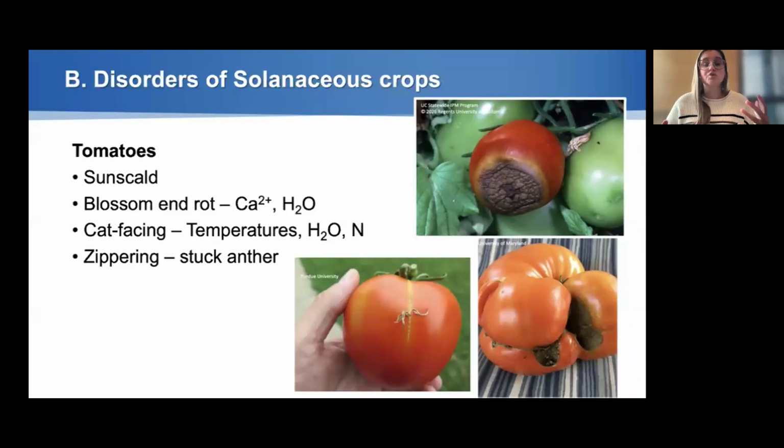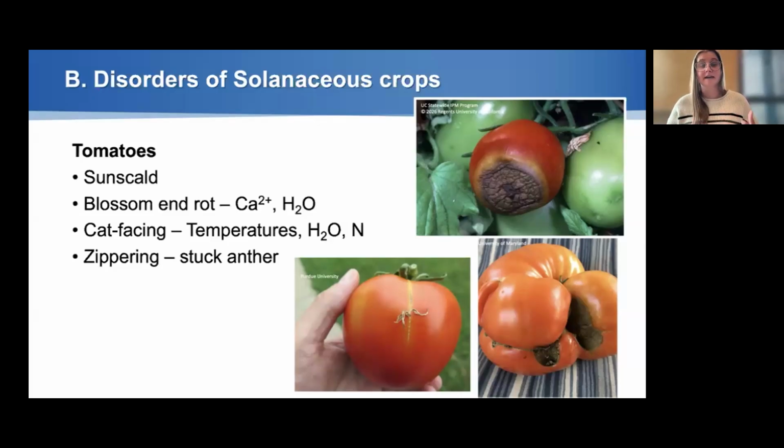And so oftentimes those two things are related that cause blossom end rot, which is when the fruit of, say, a tomato will begin to turn brown and die from the blossom end of the fruit.